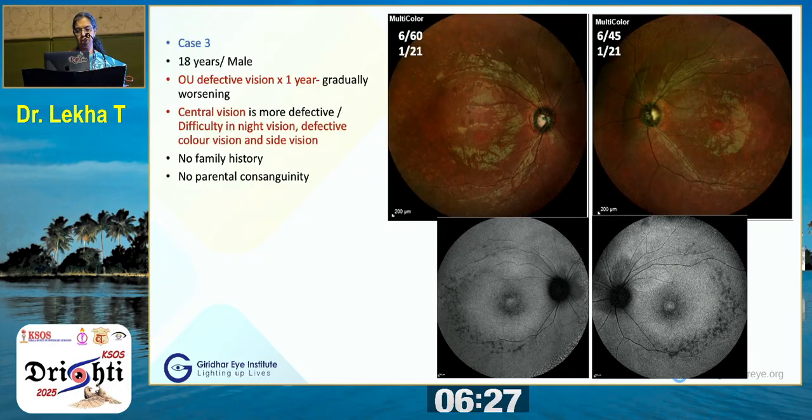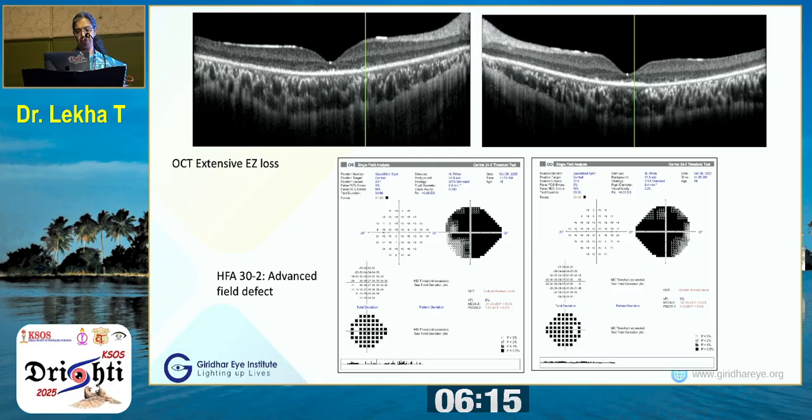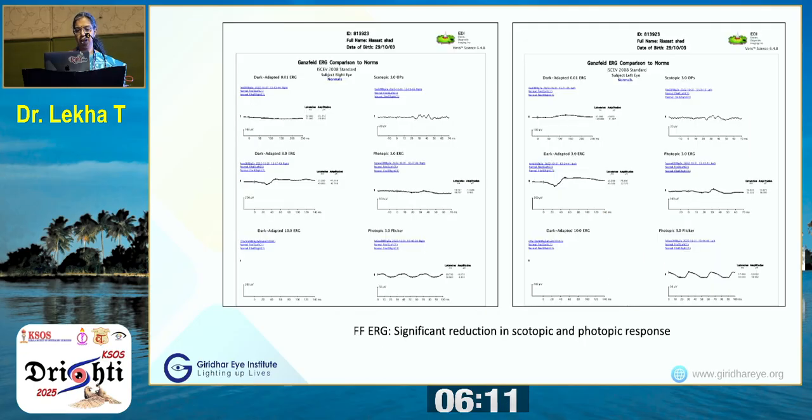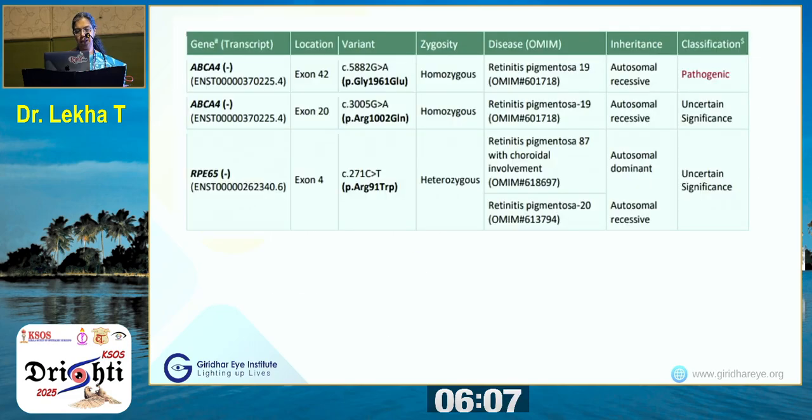Third case is an 18-year-old male with defective vision since 1 year. Apart from central vision problem, night vision, color vision, side vision, everything was affected. Fundus picture almost looked like an RP with changes extending to the mid periphery, extensive EZ loss on OCT, advanced field effect, and reduced waveforms, both cone as well as rods affected. And here also it was ABCA4 with retinitis pigmentosa as the diagnosis.